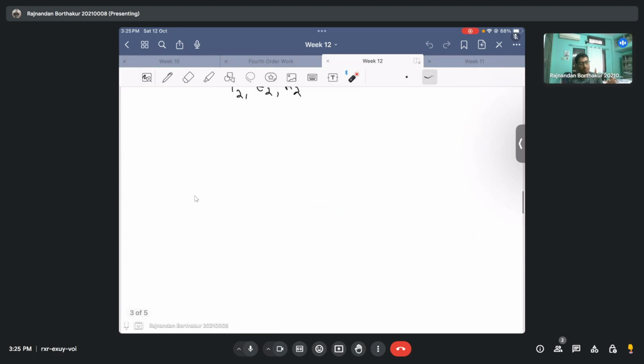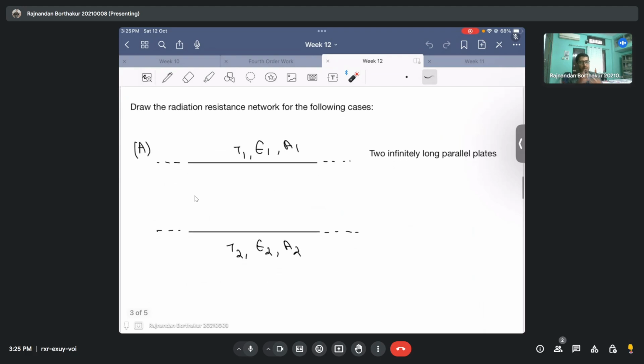It's a little bit involved problem. We'll solve it very systematically. It's kind of a real-life problem, in which we will use the concept of radiation networks in enclosures to find out the radiation exchange between surfaces in a more real-life situation. So that's the agenda for this discussion.